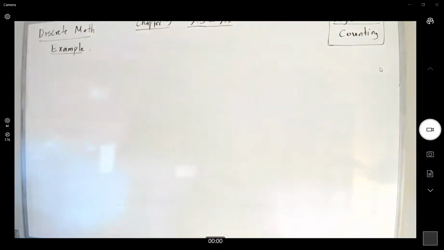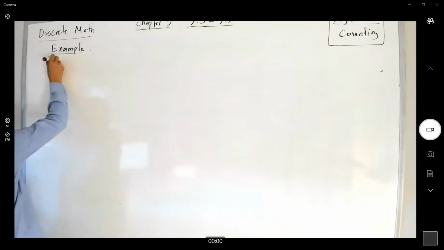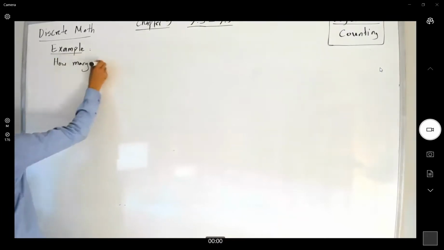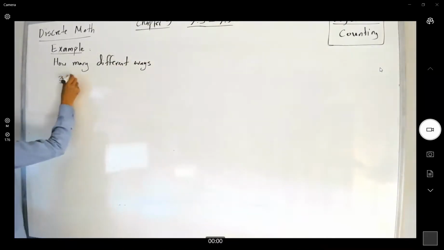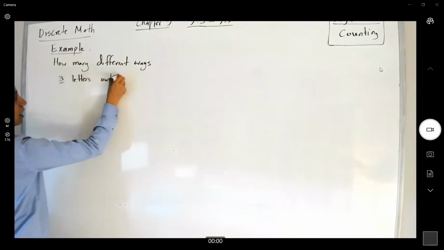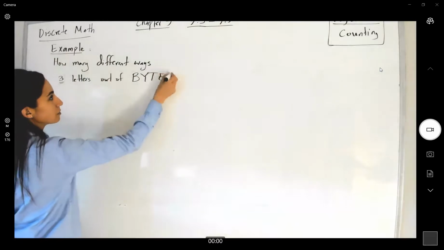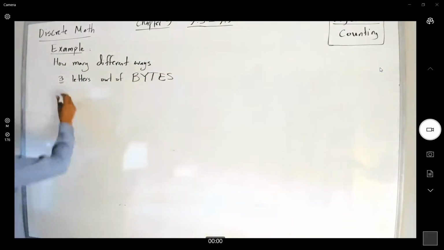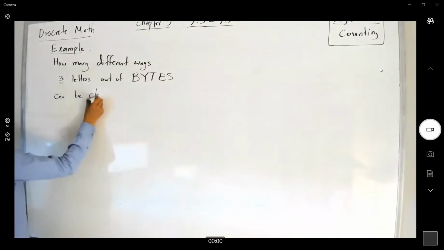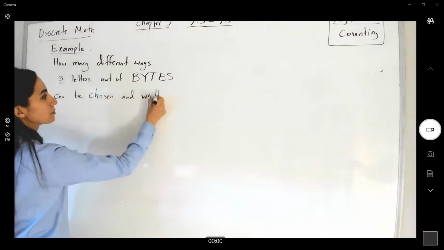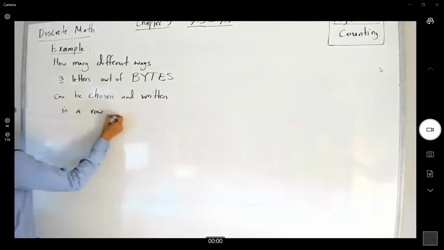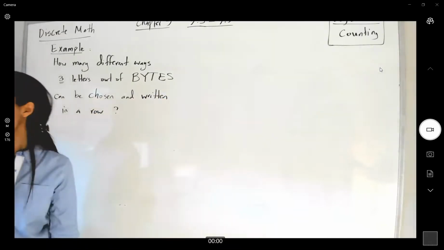So the first question is, how many different ways can 3 of the letters of the word bytes be chosen and written in a row? In your view, is this a permutation or is this a combination?